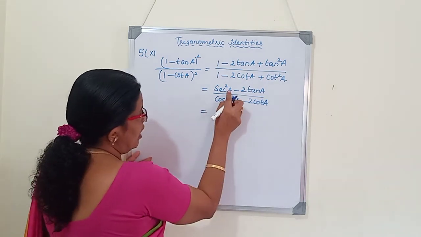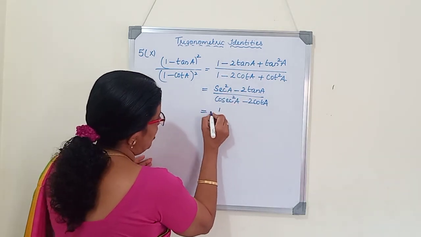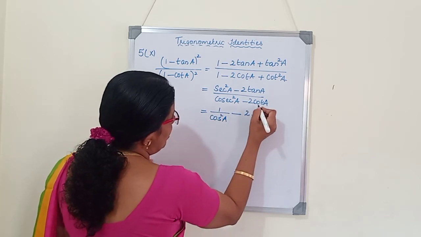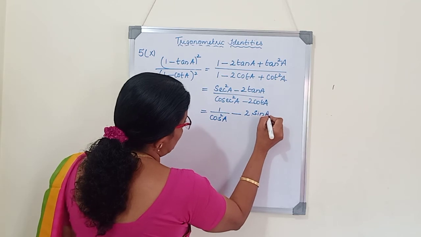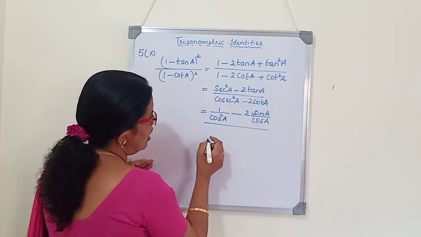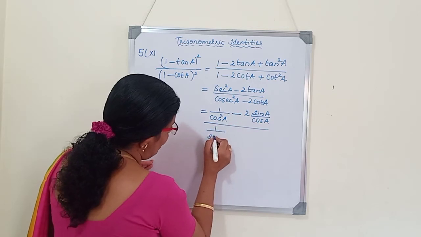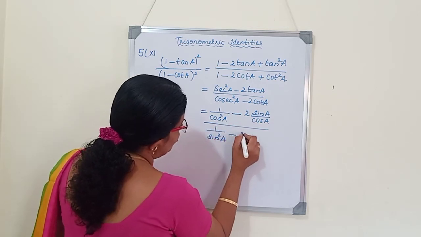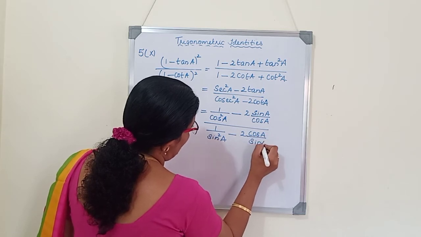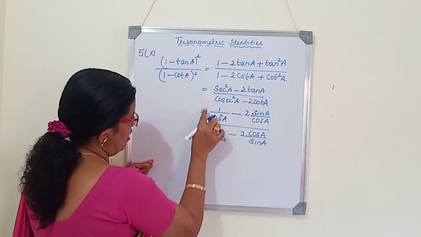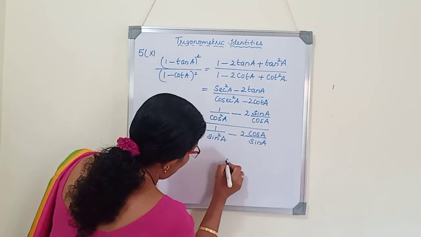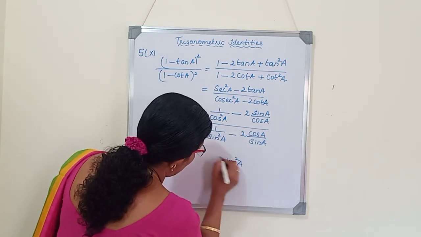Now again we have to take the reciprocal. Sec square A is 1 by cos square A minus 2 tan A, we should write it as sin A by cos A, divided by cosec square A, we can write it as 1 by sin square A minus 2 cos A by sin A. Now same way we will take LCM. So here equals in the middle. Now cos square A is the LCM.